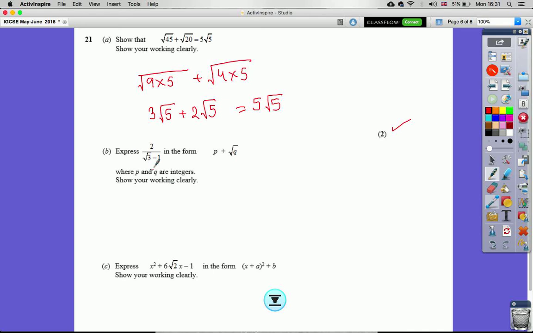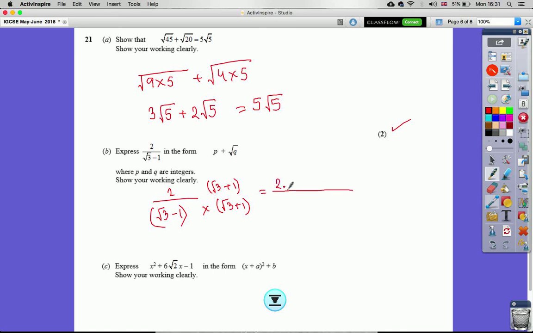Express 2 over 3 root 3 minus 1 in the form of p plus square root of q, where p and q are integers. So first we are going to rationalize the denominator. So you do 2 over square root of 3 minus 1 multiplied by square root of 3 plus 1, square root of 3 plus 1. Why? When you multiply square root of 3 minus 1 by square root of 3 plus 1, the denominator will be relieved of the square root sign. The concept we are using here is difference of two squares.